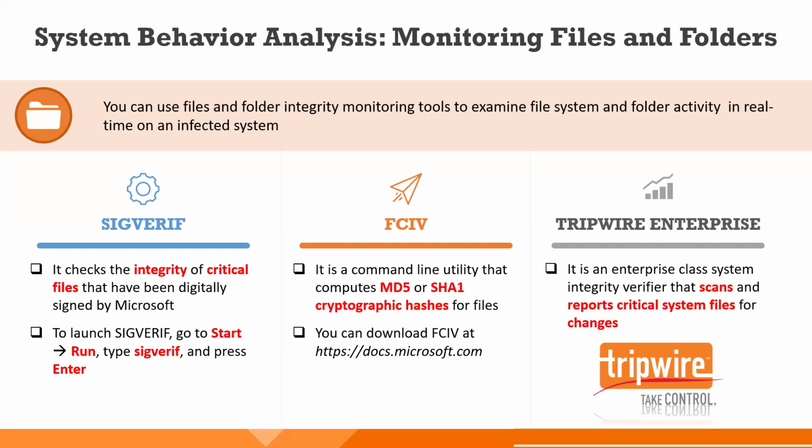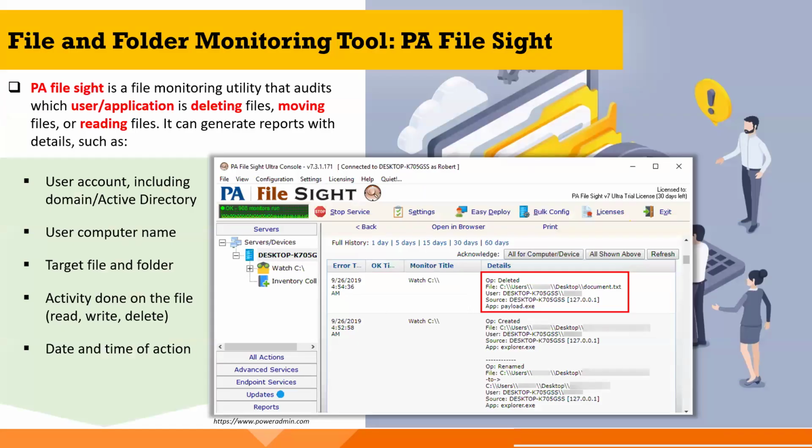So when you analyze that, if there is any malware that is able to change the files and folders, you will be able to see, when it's being executed, any changes that it undertakes on specific files within the computer system. We have PEiD site, a file monitoring utility that audits which user application is deleting files, moving files, or reading files. It can generate reports with details such as user account, including the domain, active directory, user computer name, targeted file and folder. Then we have the activity done on the file, and the date and time of action.